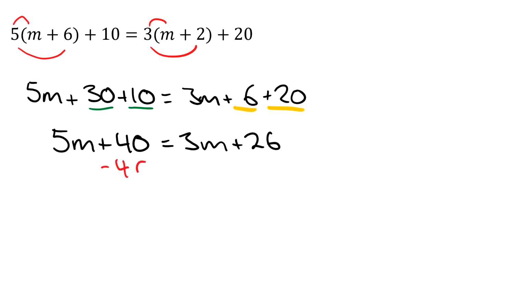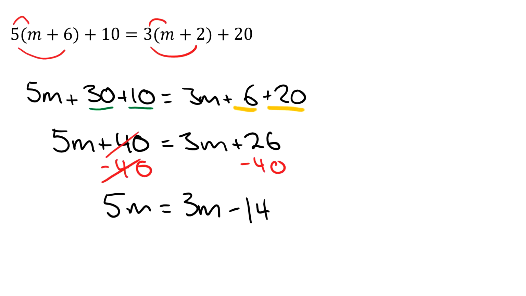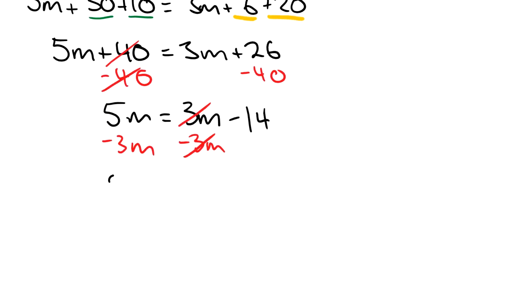We're going to minus 40 from both sides. They cancel out. 5m equals 3m take away 14. Minus 3m, minus 3m. That cancels out. 5m take away 3m is 2m equals negative 14. Let's split the 2 and the m up by dividing by 2. We're left over with m equals negative 7.